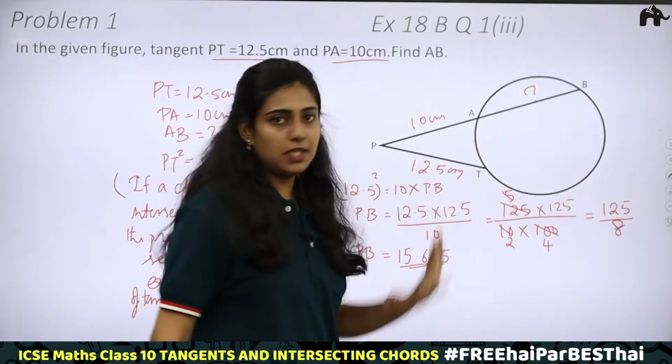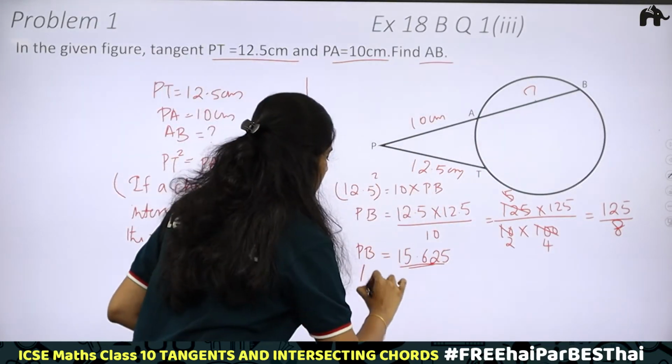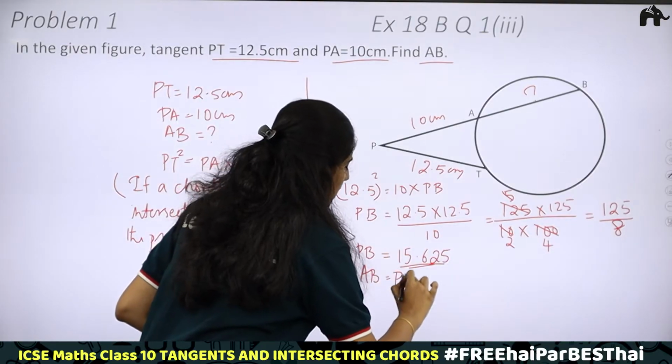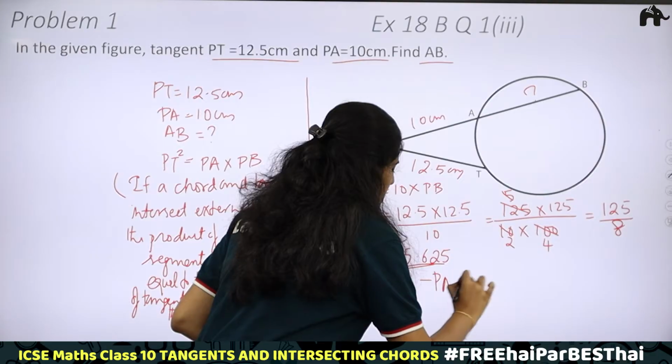Length of the segment PB. What we have to find? We have to find AB. AB will be equal to the total length PB minus this part which is PA. PB minus PA.